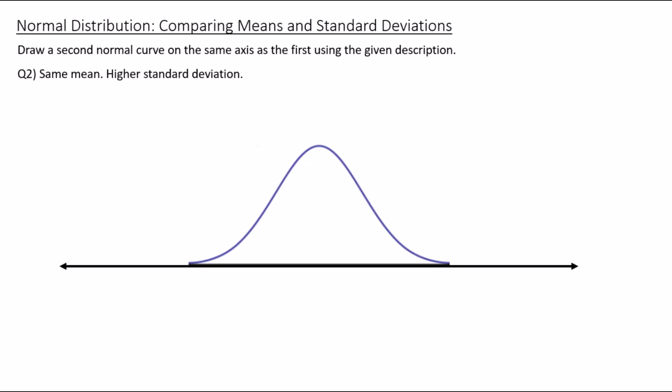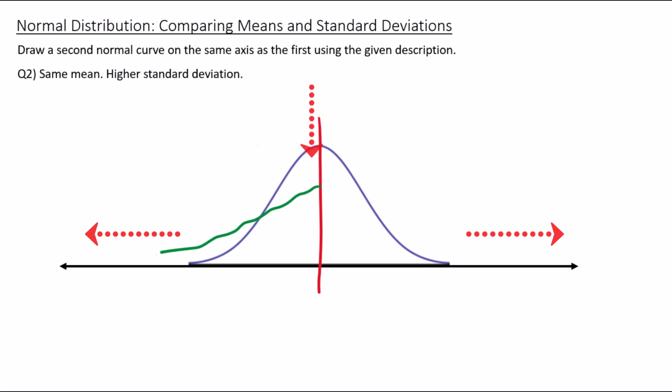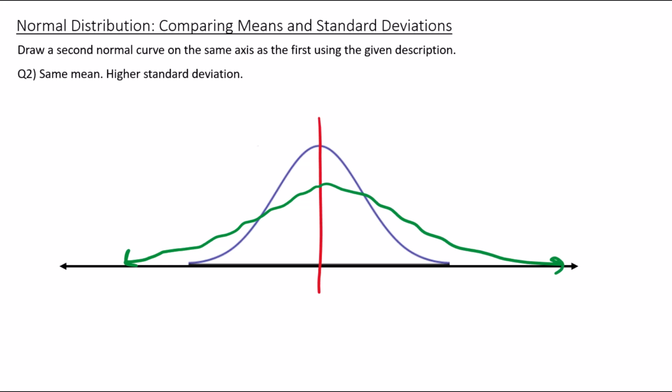Question 2 says that we have the same mean. So I'll put that vertical line down the middle again, which represents the same mean, but we have a higher standard deviation, which means that data is going to be more spread out. So when we pull the ends of the normal curve outwards, that's going to drop that peak lower, and then my data is going to be farther spread out. It's going to be wider. You can see my green one is not very symmetrical there, but it should be. That's just my error. However, that peak is lower, and that data is further spread out. That will represent the higher standard deviation.